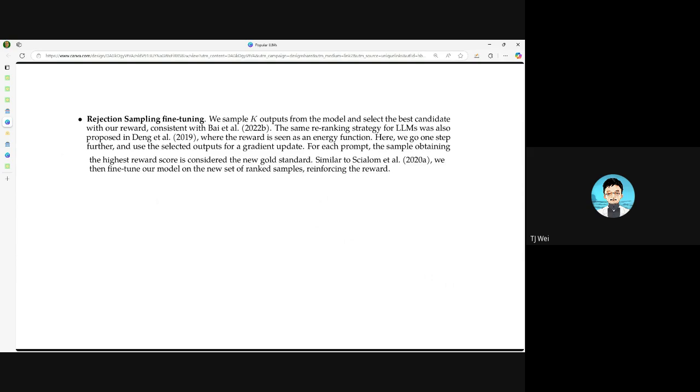The only technique they are using that is kind of interesting is rejection sampling fine-tuning. The way they do it is they sample k outputs from the model and select the best candidate using the reward. The same re-ranking strategy is also proposed in this paper, where the reward is seen as an energy function. And they go one step further and use the selected outputs for the gradient update for each prompt. So the highest reward score is considered the new gold standard, similar to other previous methods, and then they fine-tune their model on the new set of ranked samples.